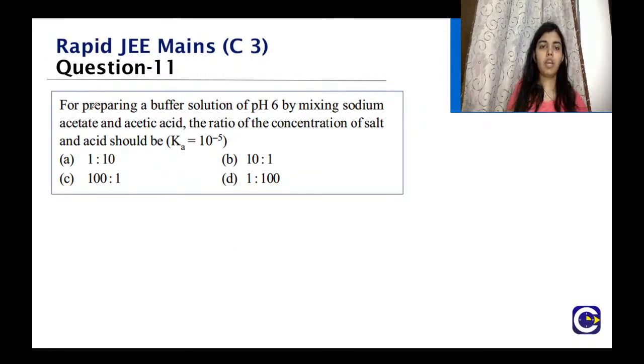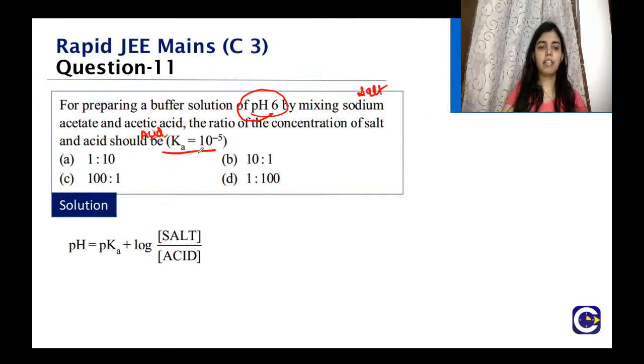Question number 11. For preparing a buffer solution of pH 6 by mixing sodium acetate and acetic acid. So this is the salt and this is the weak acid. We are making a buffer of it and pH is given as 6. The ratio of the concentration of salt and acid should be, and the value of K is given, right? So again you apply the same equation, that pH equals pKa plus log salt by acid, right?